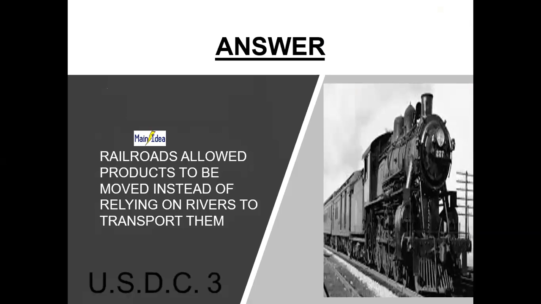The answer? Railroads. That's right. Railroads allowed products to be moved easily instead of relying on rivers to transport them on a ship. So now with a railroad, you could put a factory in many more different places because you could transport the products much easier.